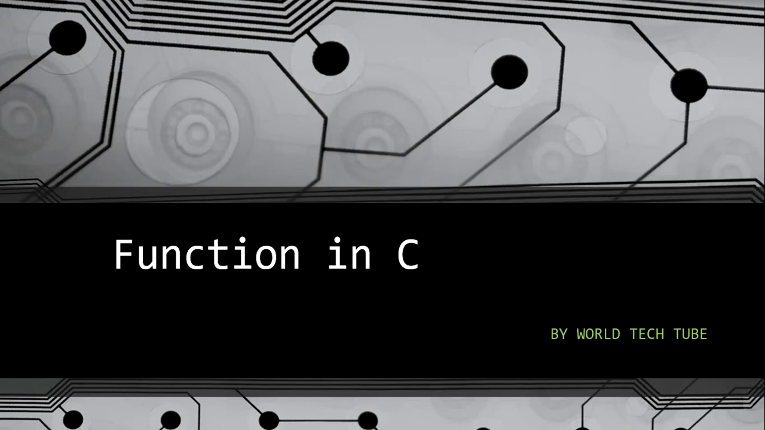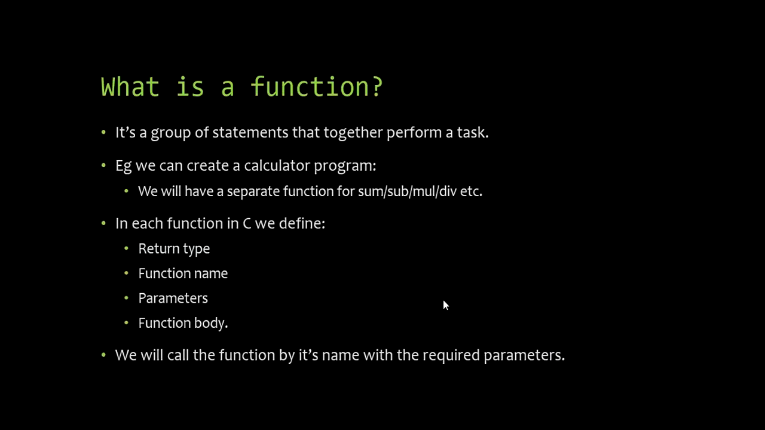In this video, we are going to learn how we can define the function in C language. So first of all, we have to know what is the function. It is nothing but the group of statements that together performs the particular task. For example, if we are creating a calculator program, then we have a separate function for addition, subtraction, multiplication, division, etc.